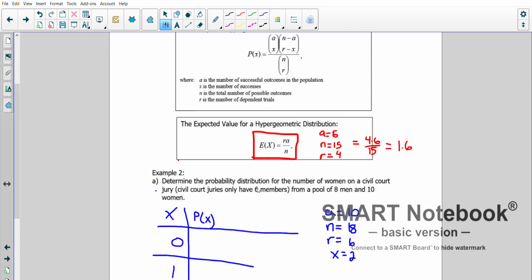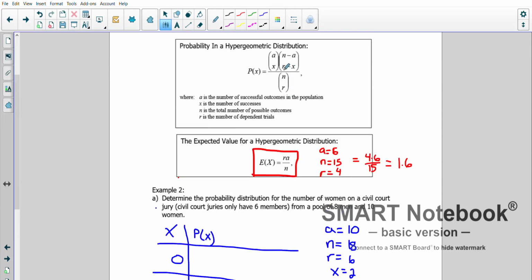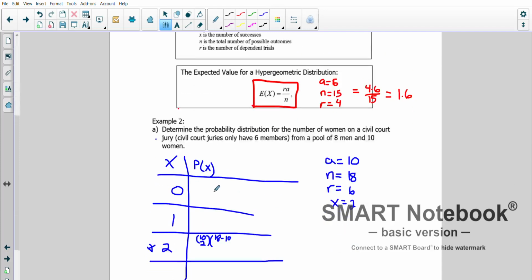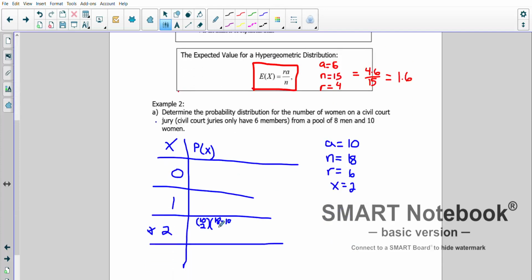And then how many men am I picking? Well, that's going to be the number of trials minus the number of women that I'm picking. So it's going to be 6 minus 2. So you're going to end up with 8, choose 4, which is basically the same as the number of men that you're choosing, and we're choosing 4.